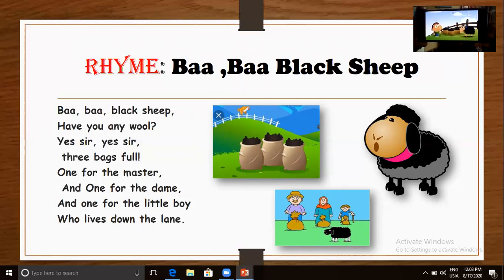Baba Black Sheep, have you any wool? Yes sir, 3 bags full. One for my master, one for his dame, and one for the little boy who lives down the lane.